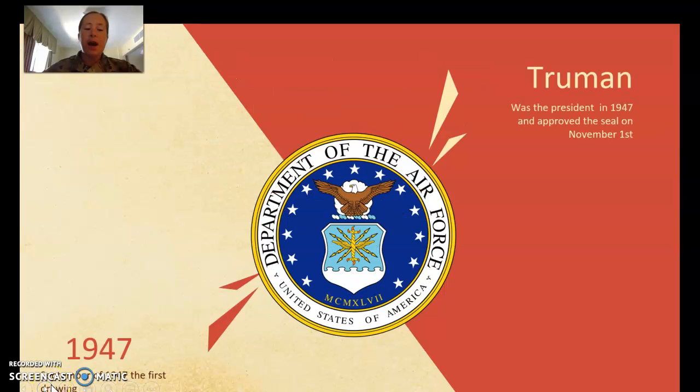Some history behind the seal was in September 1947, the seal was first drawn. Truman was the president in office in 1947 and approved the seal to represent the Department of the Air Force on November 1st, 1947.